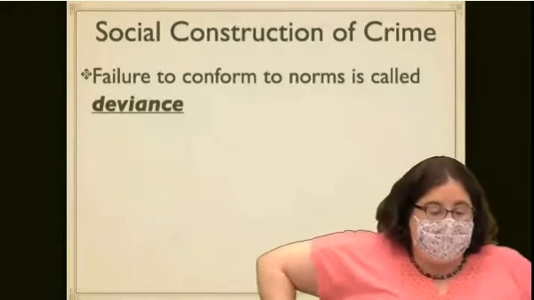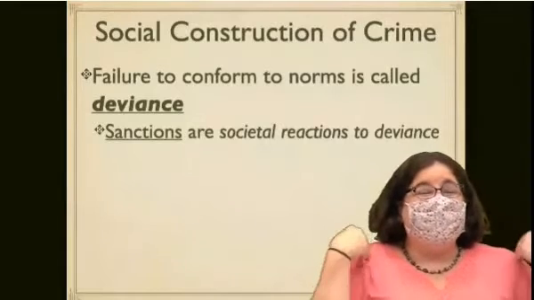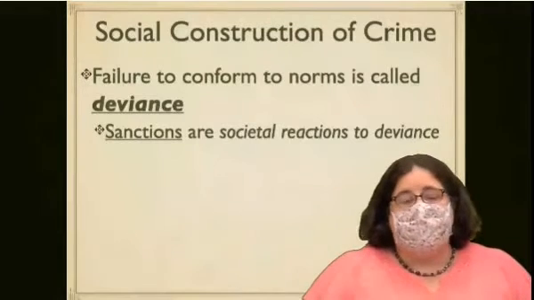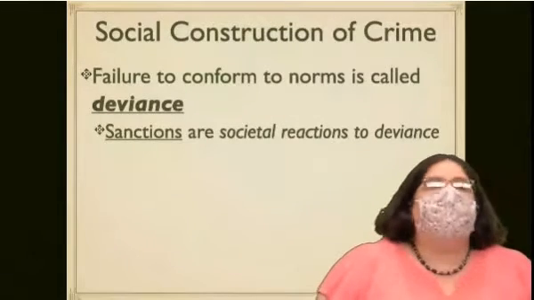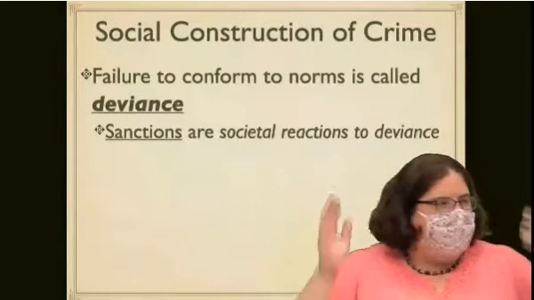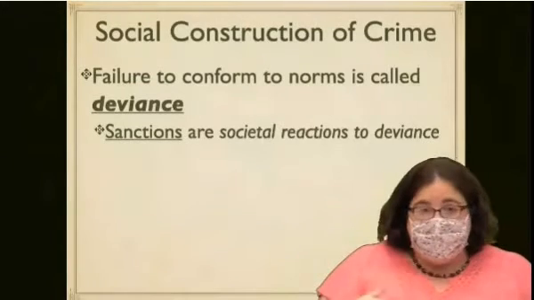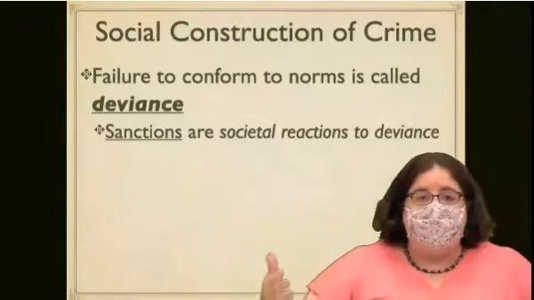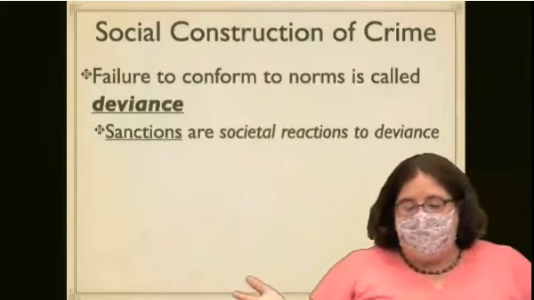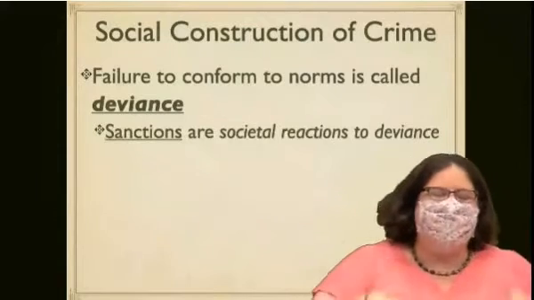And as a culture, the way we deal with deviance is to apply sanctions. Sanctions are societal reactions to deviance. You might think of sanctions as like a negative, we have economic sanctions against Iran or something like that. But sanctions can technically be positive or negative, right? You can have rewards, right? Like sanctions can be trying to get people to follow the norms, or they can be punishments if you don't follow the norms. Doesn't matter. Sanctions are the reactions that we get.